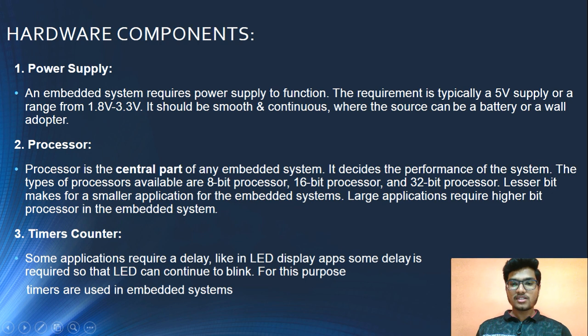The next thing, processor. It's a central part of any embedded system. It decides the performance of the system. The processors available are 8-bit, 16-bit, and 32-bit, as you all are familiar with. Smaller applications for the embedded system require lesser bits, and large applications require a higher-bit processor. Coming to the next one, timer counters. Some applications require a delay, like consider an example of LED display apps, so that the LED can continue to blink. For this purpose, timers are used in embedded systems.